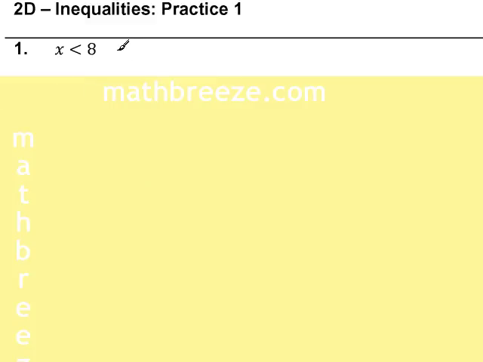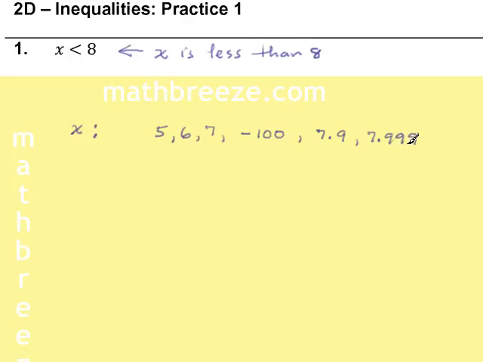In number 1, we have an inequality that reads x is less than 8. So x is a number that's smaller than 8. Let's just write down some possibilities for x. Well, x can be, let's say, 5, 6, or 7. Or x can be negative 100. Or x can be 7.9 or 7.999. Anything less than 8.